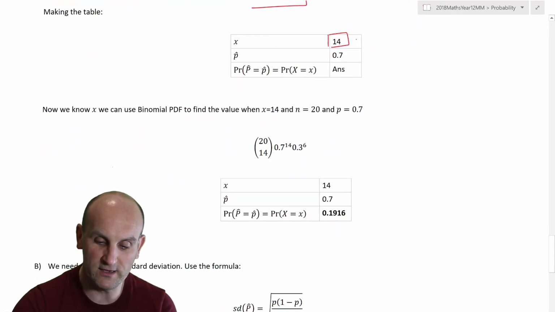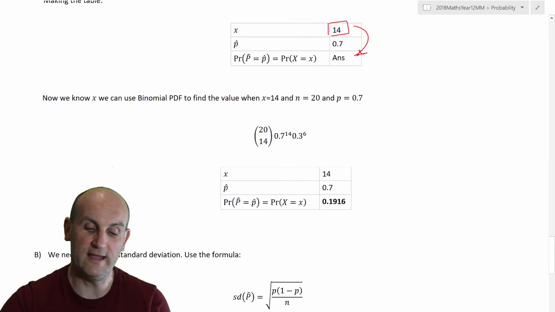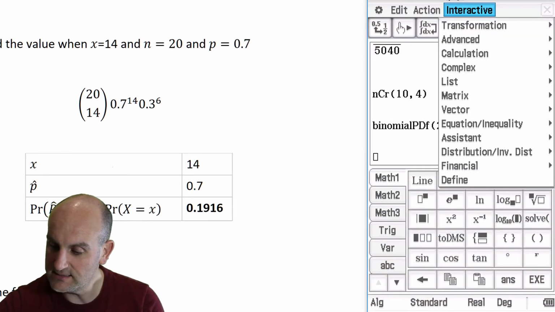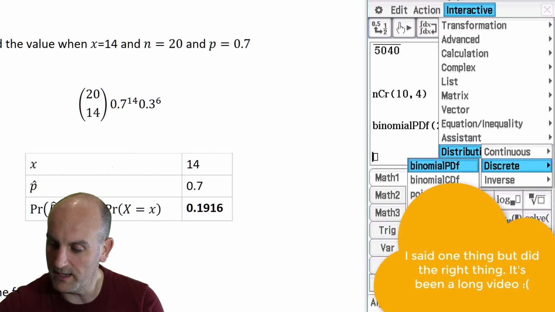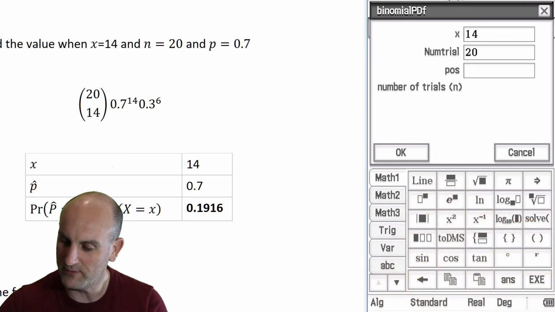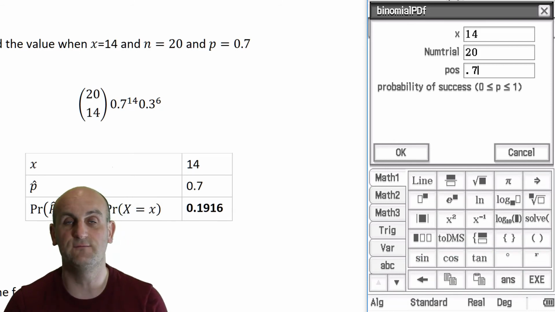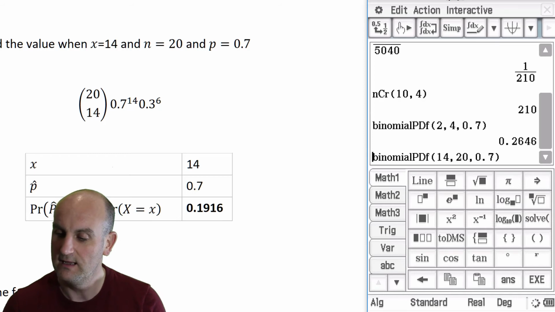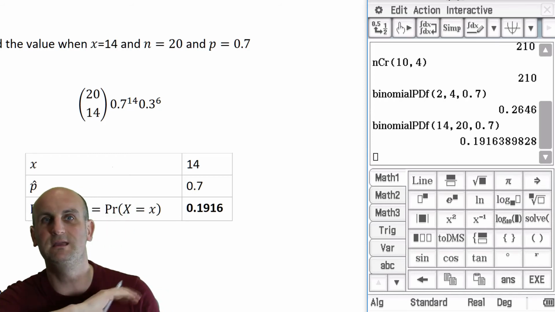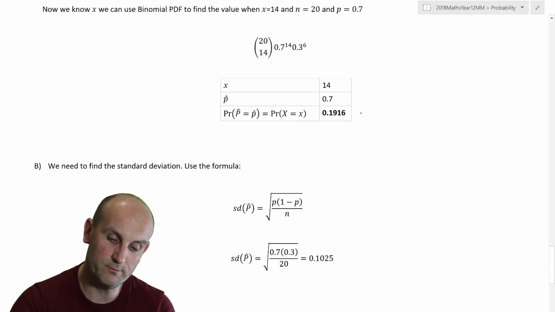Now, why is that important to me? Because once I know this value here, I can use my calculator to help me find that value there. So, loading up my calculator: interactive, distribution, binomial PDF, x value. I know my x value is 14. I know the number of trials is 20. And I know my p is given by 0.7 because 70% of Australians go to school. Hit enter, and out comes 0.1916. Booyaka! And yes, ladies and gentlemen, there is my 0.1916.